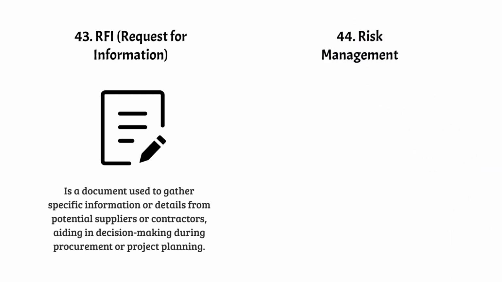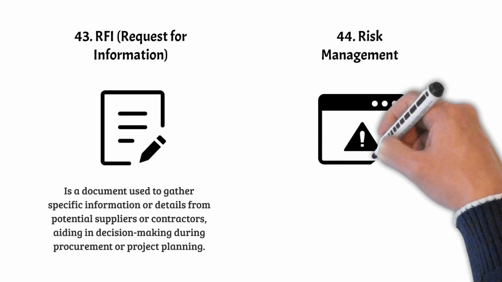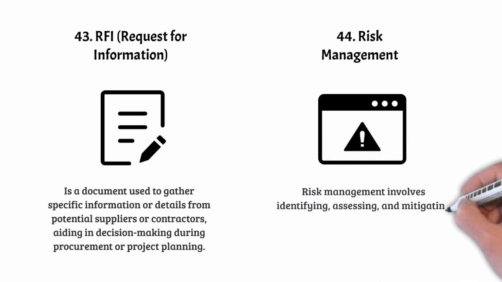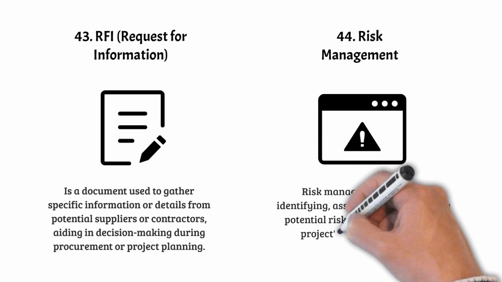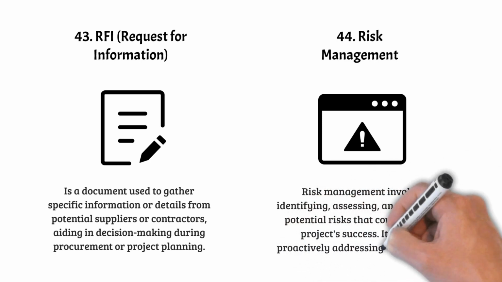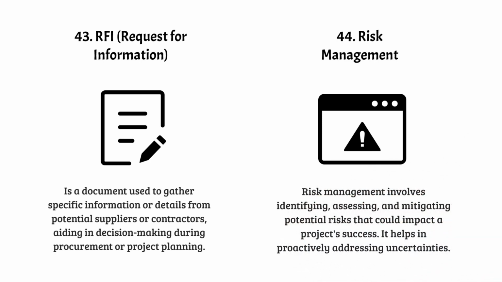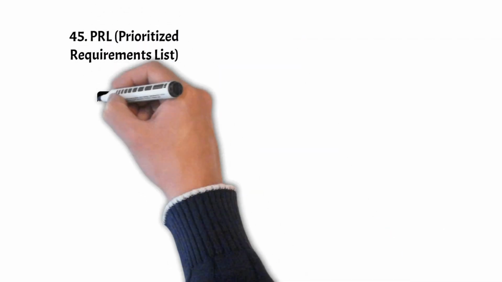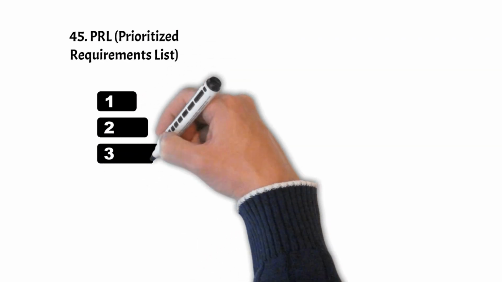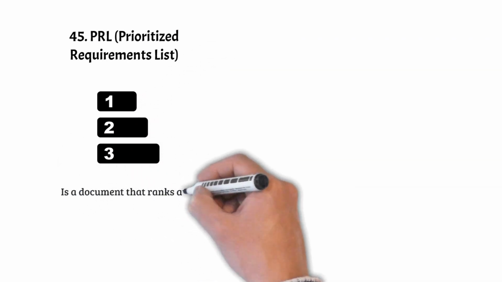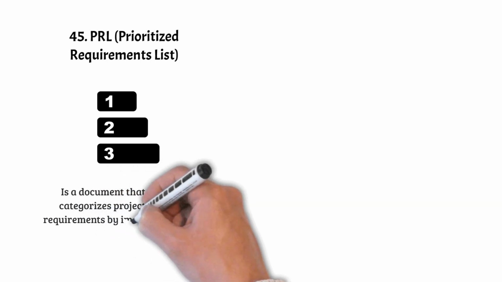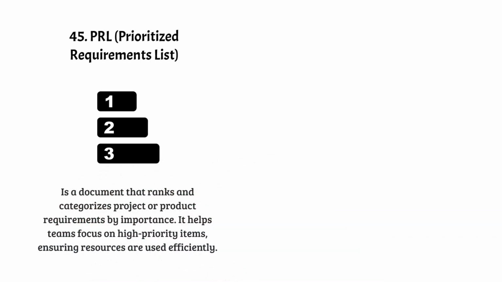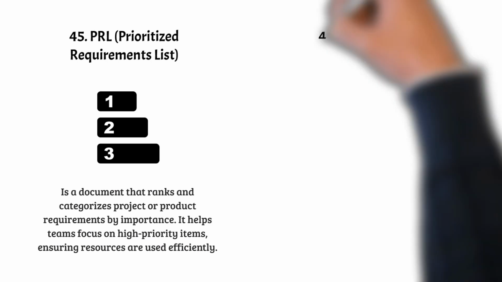44. Risk management. Risk management involves identifying, assessing, and mitigating potential risks that could impact a project's success. It helps in proactively addressing uncertainties. 45. PRL, Prioritized Requirements List, is a document that ranks and categorizes project or product requirements by importance. It helps teams focus on high-priority items, ensuring resources are used efficiently.